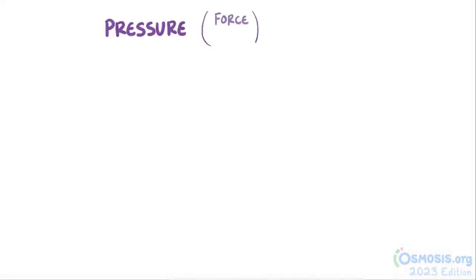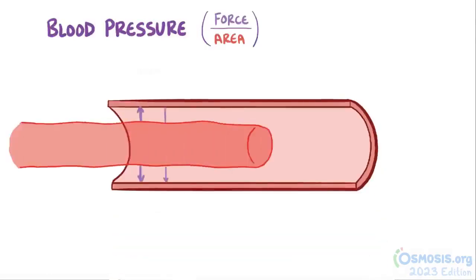Pressure is force over an area. So with blood pressure, we're measuring the force that blood exerts on the surface area of the walls of the blood vessels. Differences in blood pressure throughout the body keep blood flowing from high pressure areas, like the arteries, to low pressure areas, like the veins.